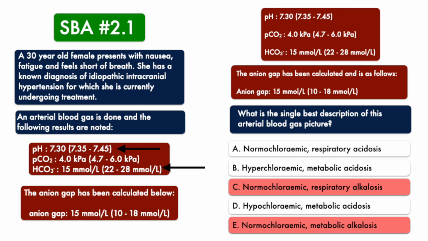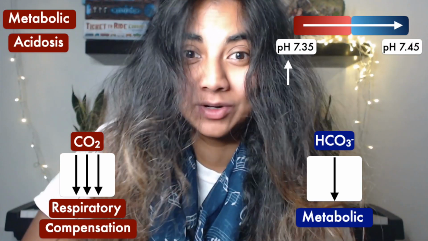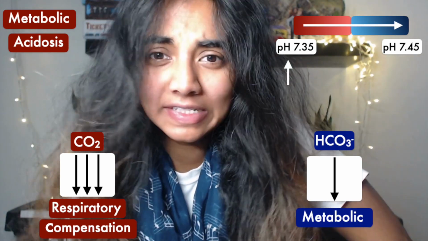Now, back to the question. As we can see, this patient has a low level of bicarbonate ion and a low level of PCO2. This is looking more like this picture of metabolic acidosis. So, we're almost at the answer, but what is the anion gap?